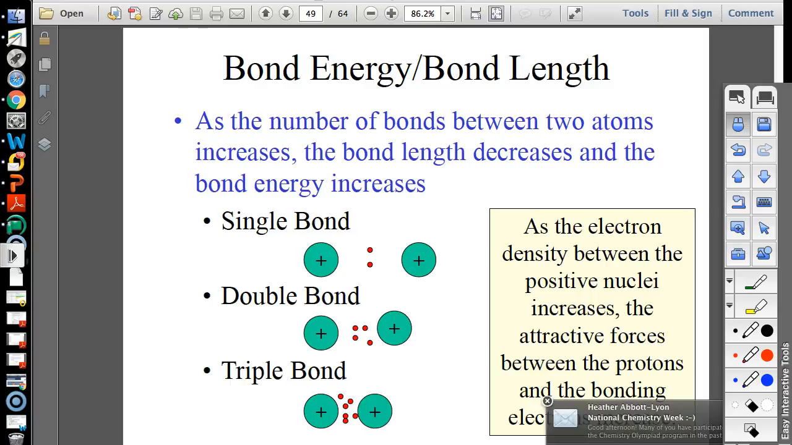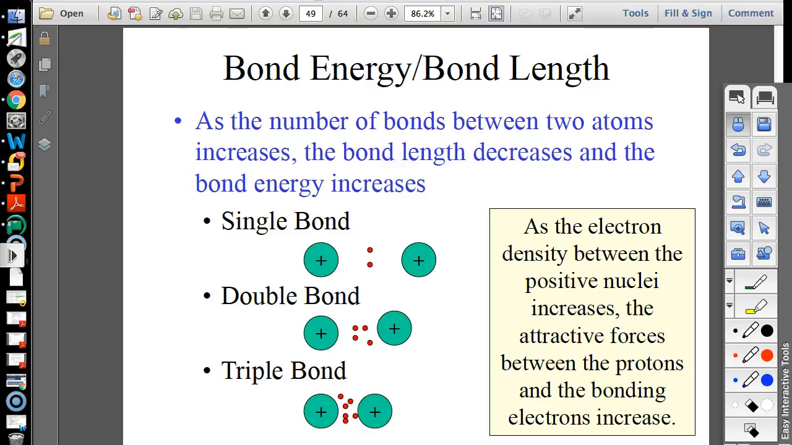There's a line there. So anyway, it was National Chemistry Week. How appropriate.